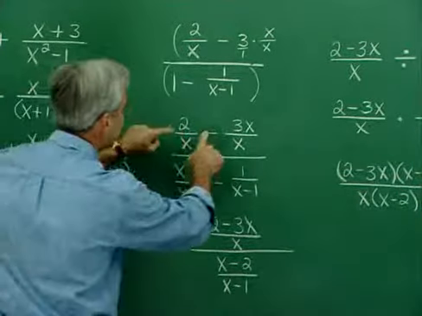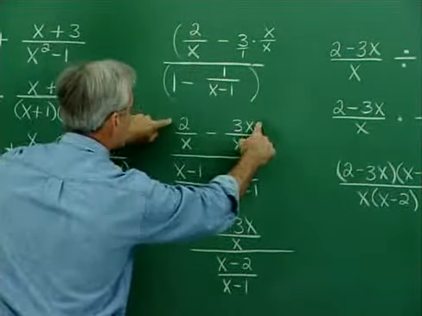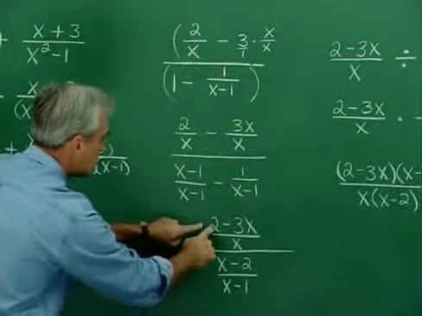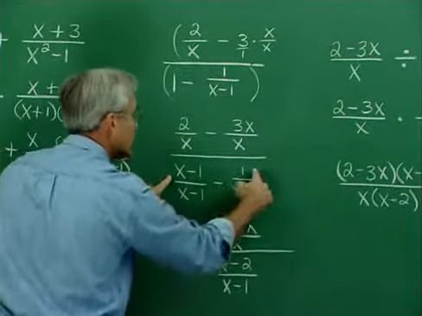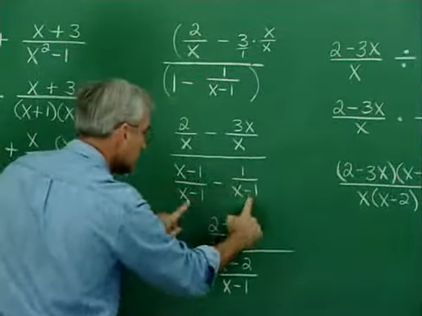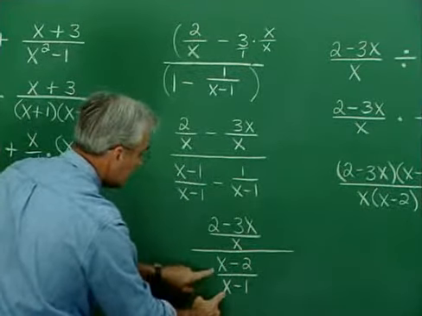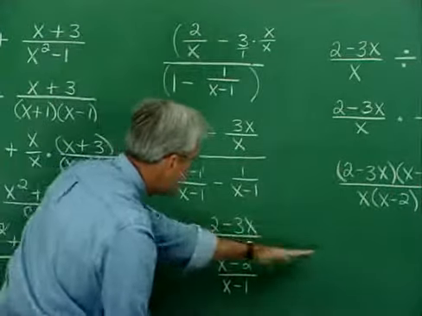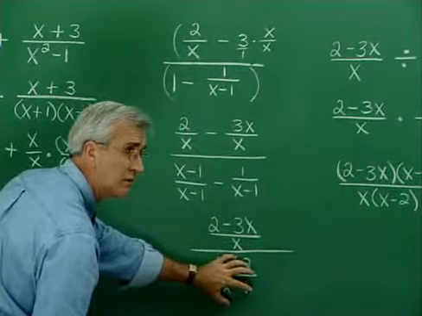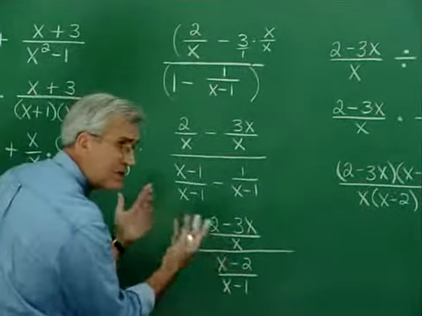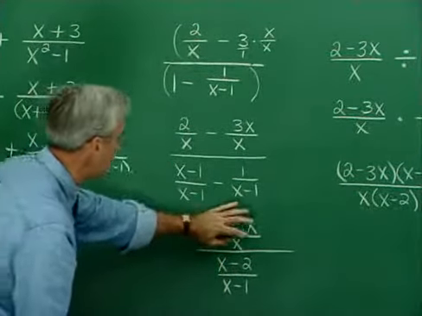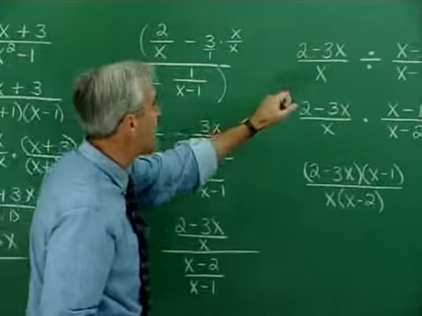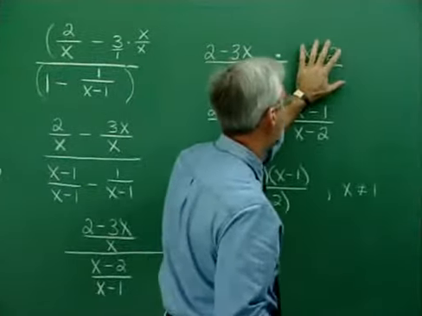All right, up here we have 2 minus 3x over the common denominator x. So 2 minus 3x over x. Up here, we have x minus 1 minus 1. So that's x minus 2 over this common denominator. Now, we have this divided by that. So let's just write that down. Write it as we understand it. We understand numerator divided by denominator. So it's 2 minus 3x over x divided by x minus 2 over x minus 1.